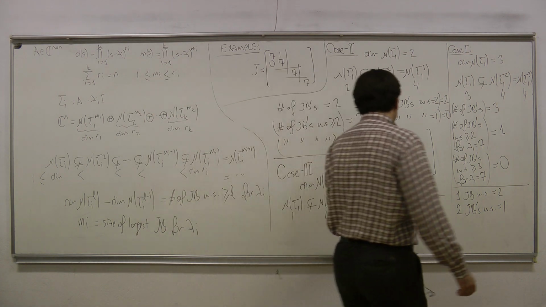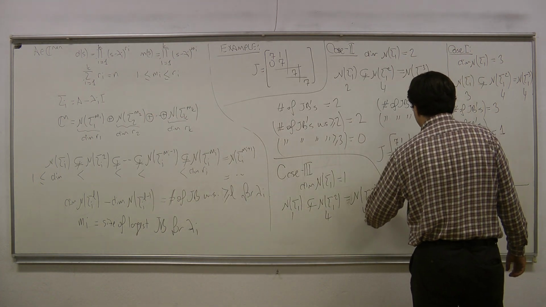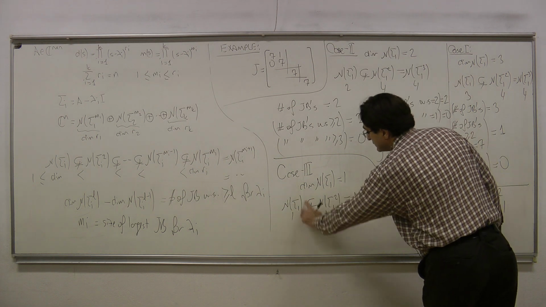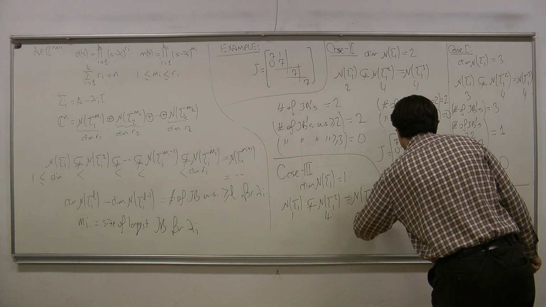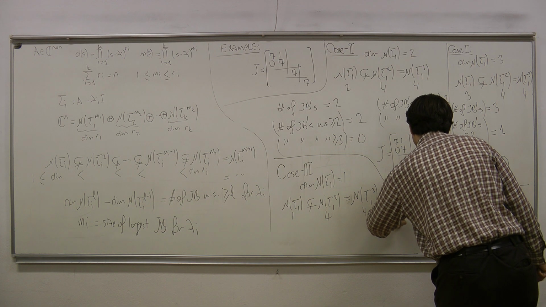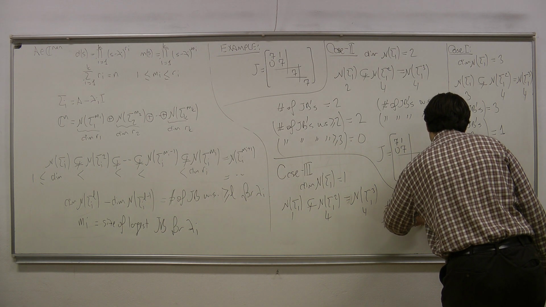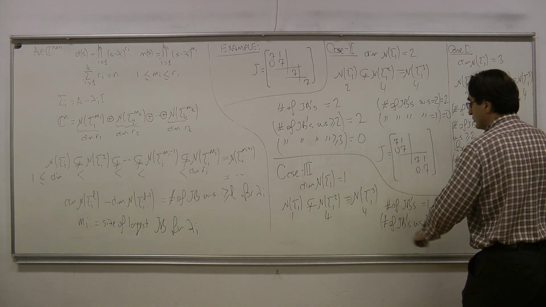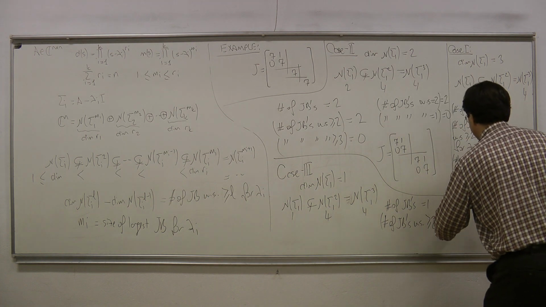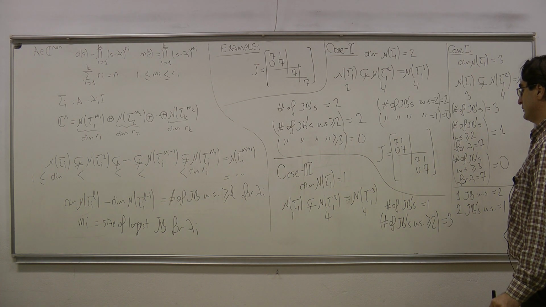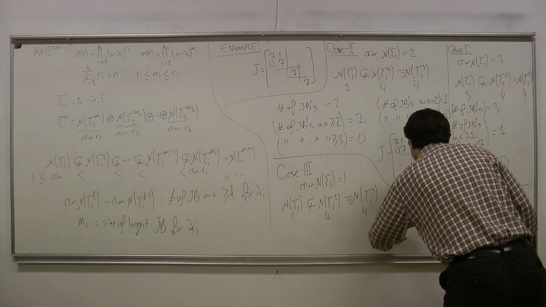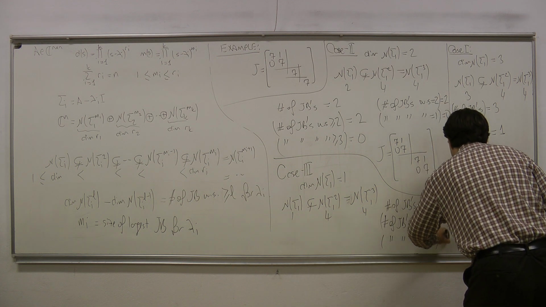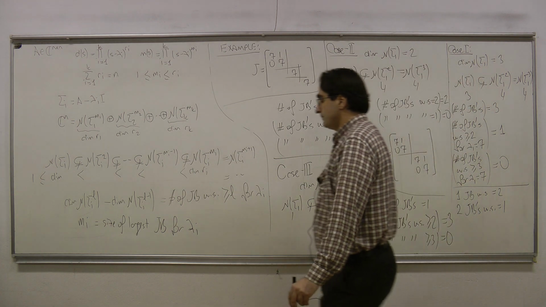So now let us look at this case. What is the total number of Jordan blocks? That is equal to 1, this dimension. And the number of Jordan blocks with size larger than or equal to 2, in this case, is going to be this consecutive difference, 3. And the number of Jordan blocks with size larger than or equal to 3 is this consecutive difference, which is 0. All right?